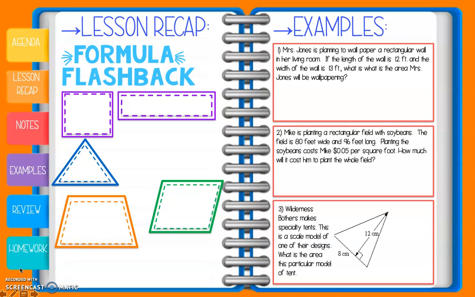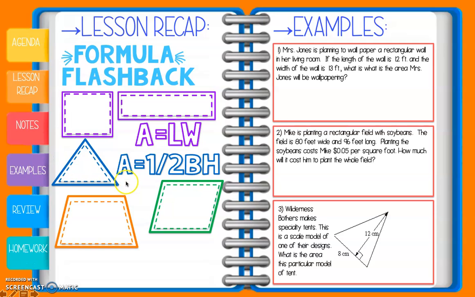All right, today we talked about real world area problems. So first thing we're going to do is a quick formula flashback. Anytime we have a square or a rectangle, we're going to use the area formula length times width. So squares and rectangles, that's length times width. For my triangles, the area formula is area equals 1/2 base times height. 1/2 times the base times the height.